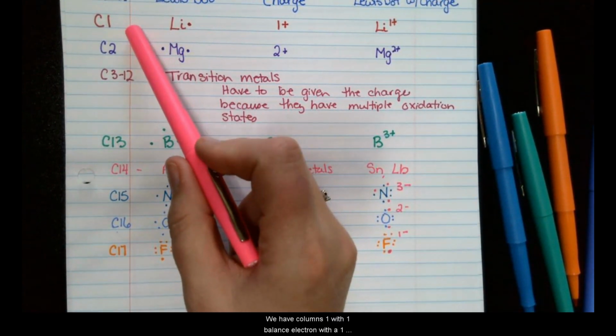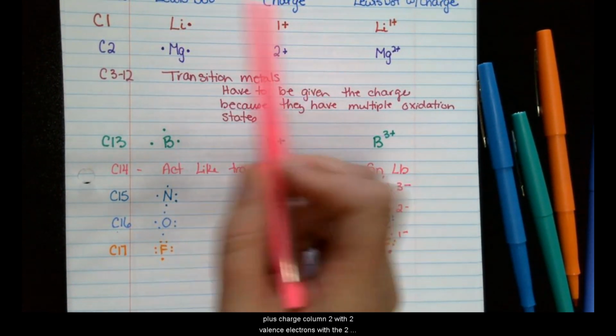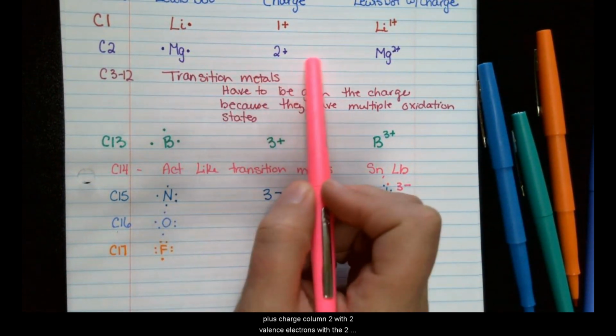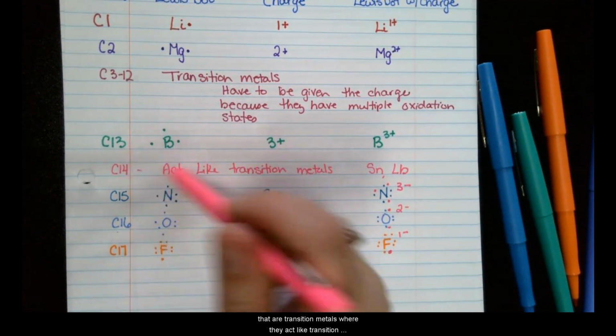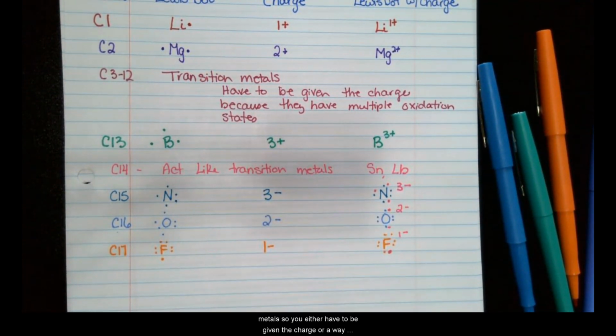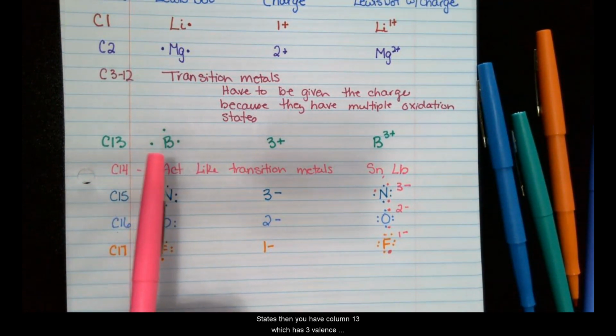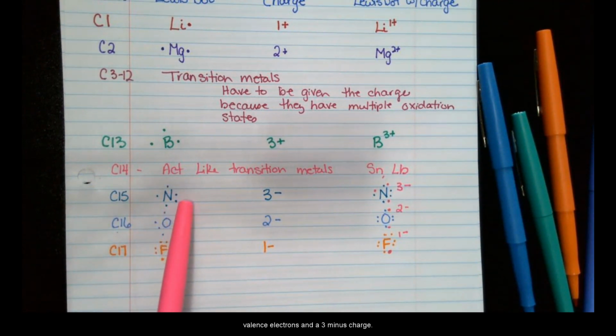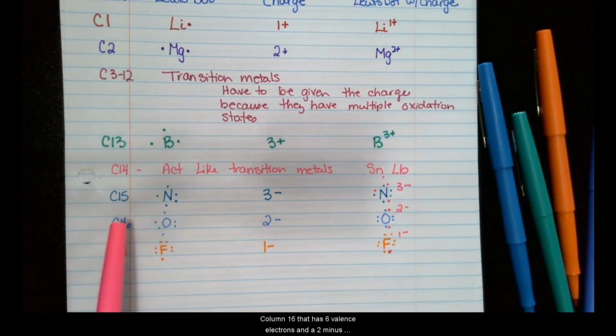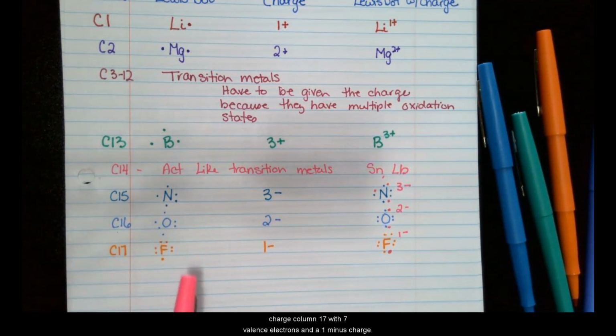So we have column 1 with 1 valence electron with a 1 plus charge, column 2 with 2 valence electrons with a 2 plus charge, columns 3 through 12 and column 14 that are transition metals or they act like transition metals. So you either have to be given the charge or a way to find the charge because they have multiple oxidation states. Then you have column 13, which has 3 valence electrons and a 3 plus charge, column 15, which has 5 valence electrons and a 3 minus charge, column 16 that has 6 valence electrons and a 2 minus charge, column 17 with 7 valence electrons and a 1 minus charge.